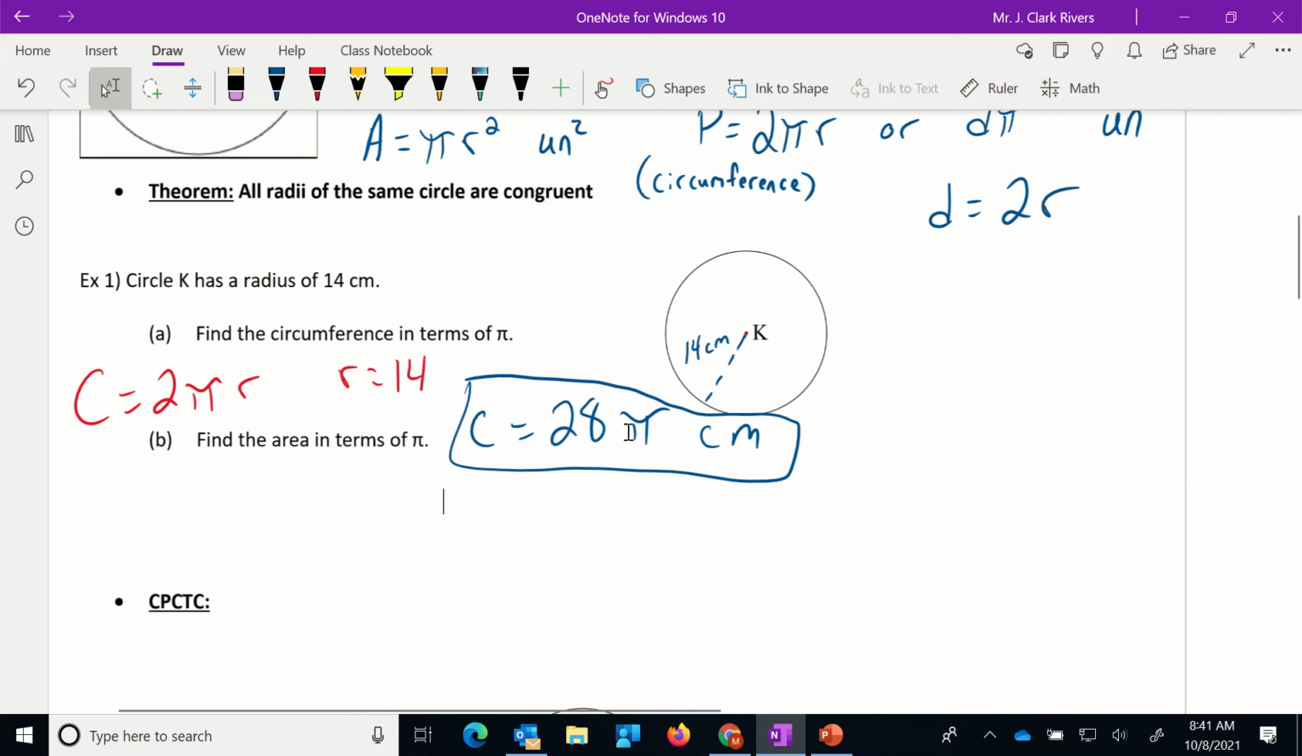If you do ever have to carry out the multiplication with pi, use the pi button on your calculator so that you have the most accurate answer possible. Don't use 3.14. We're never going to use 3.14 in this class.